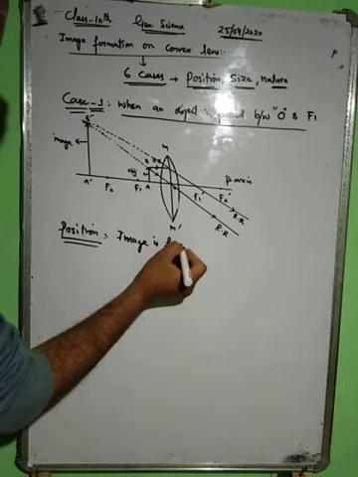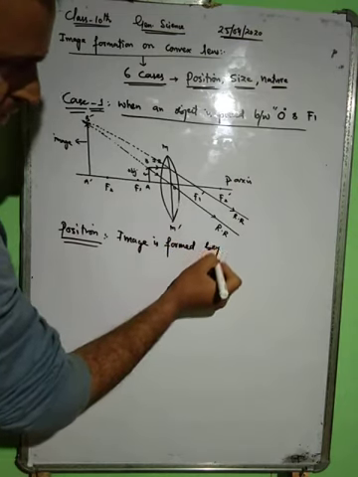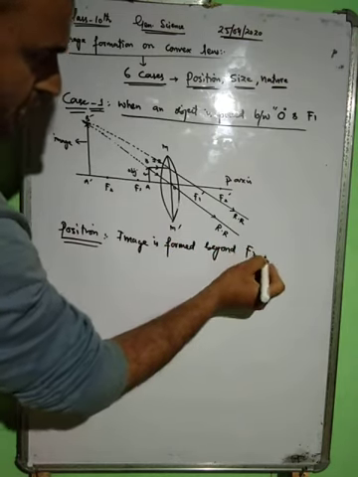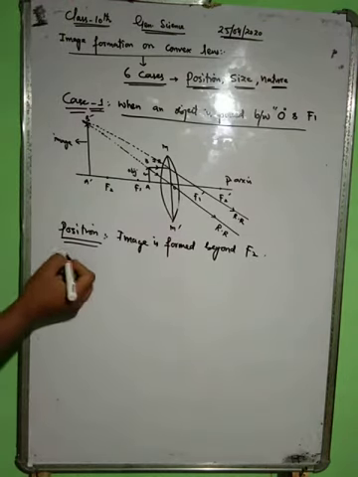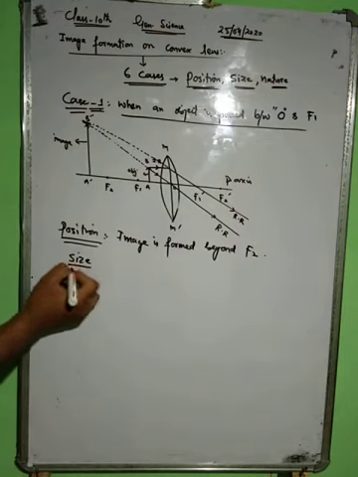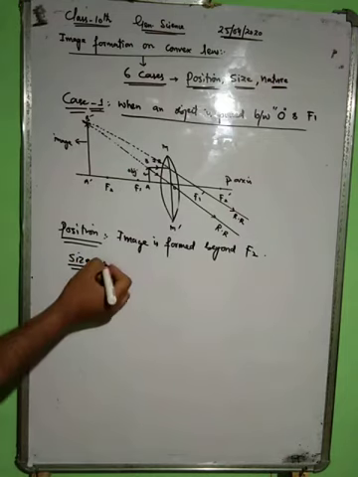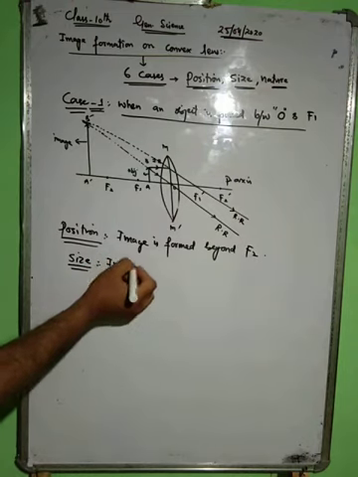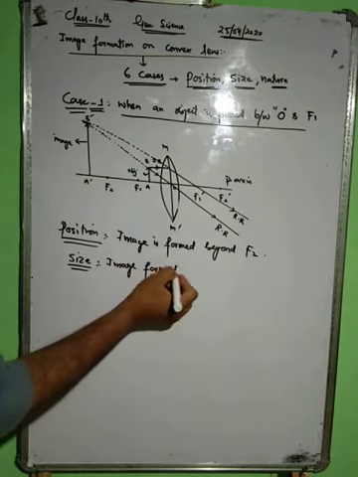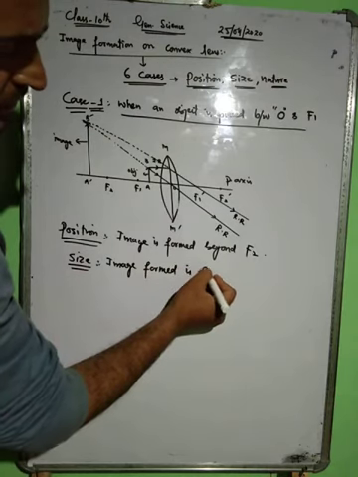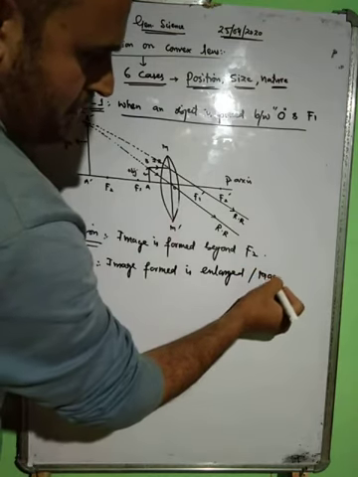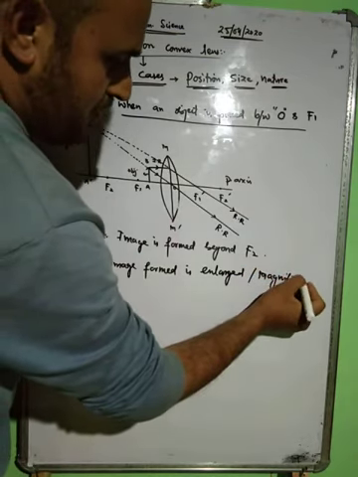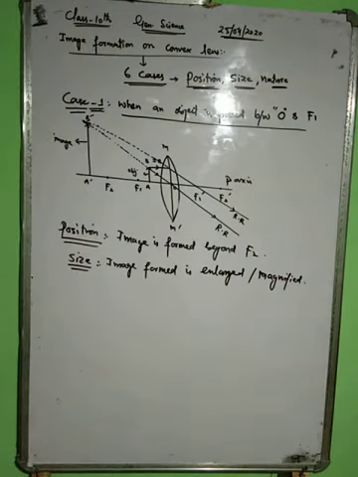So we can say here, position: the image is formed beyond F2. After position, next one is size. Here the image formed is enlarged, or we can say it is magnified. That means the size of the image formed is bigger than the size of the object.